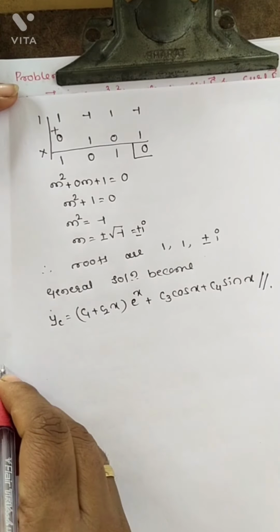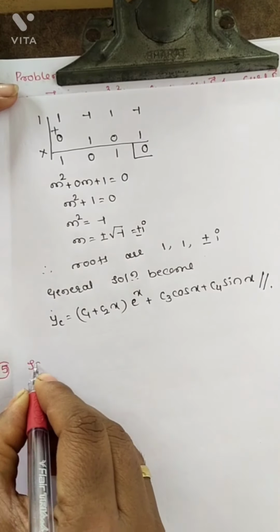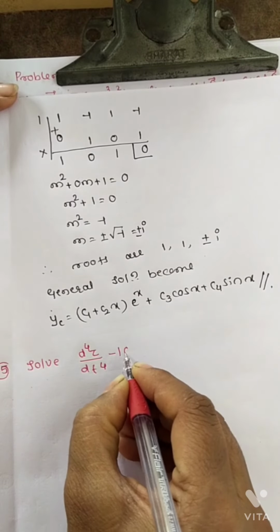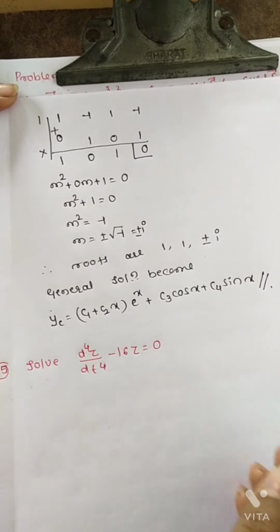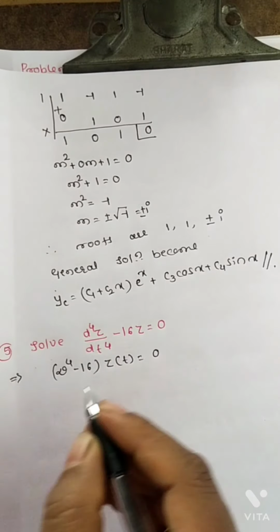Next is solve d raised to 4 z divided by dt4 minus 16z is equal to 0. z in terms of d they gave. Means first we have to take the differential operator, this one, d raised to 4 minus 16, take z common with respect to t, is equal to 0.